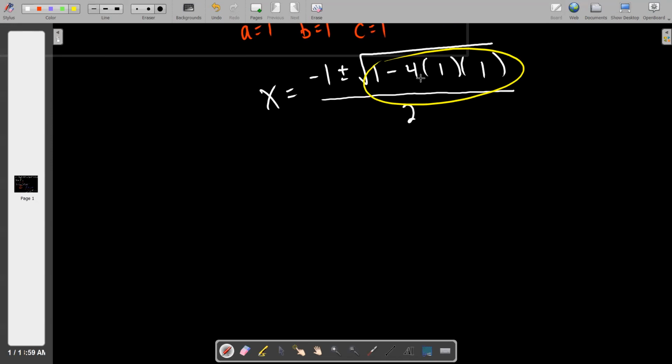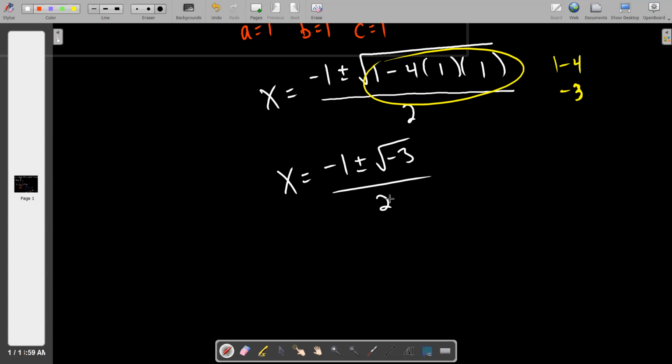So what I see is that there are no more negatives, so the minus is not going to switch to plus. What is 4 times 1 times 1? And what is 1 minus 4? It is all day -3. So having said that, we've arrived at this point right here. X equals -1 plus or minus the square root of -3, all divided by 2.